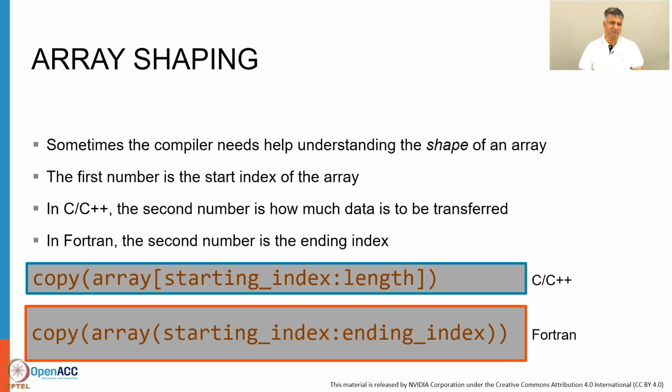So obviously, if the index you're starting with is 0 or 1, then this doesn't make too much of a difference. But if you're going to start from somewhere in the middle of the array, this will definitely make a difference. So in Fortran, remember the second number is the end index, and in C, C++ it is the length of the data that needs to be transferred.